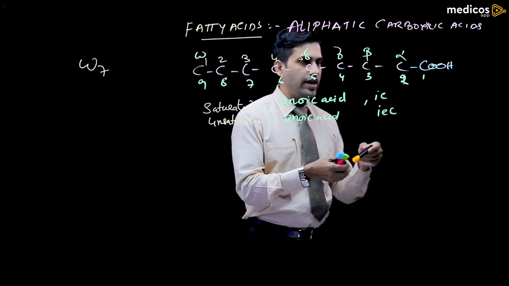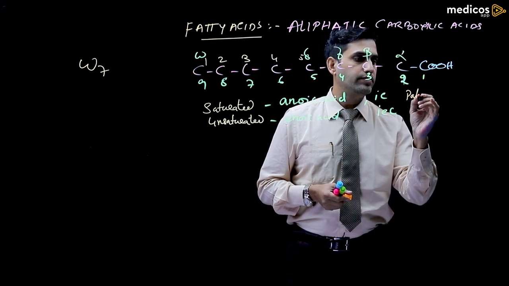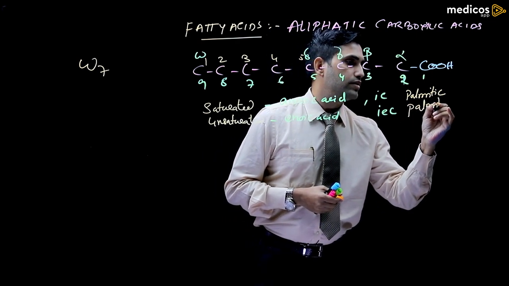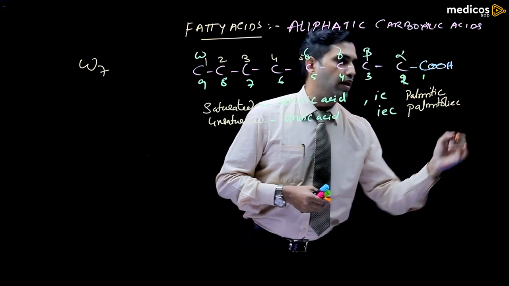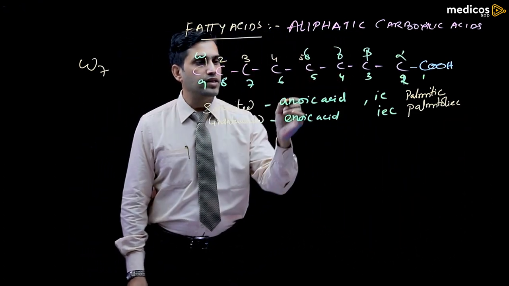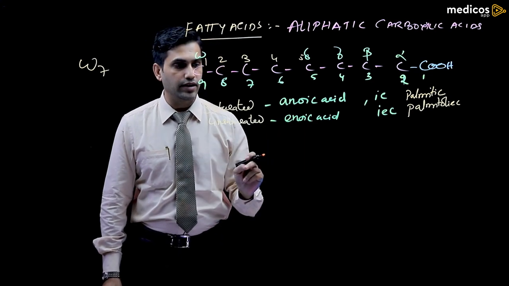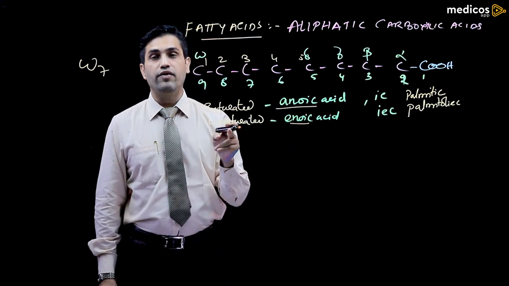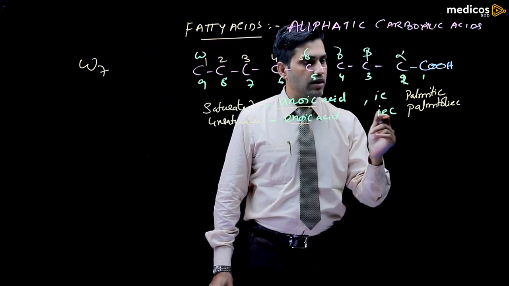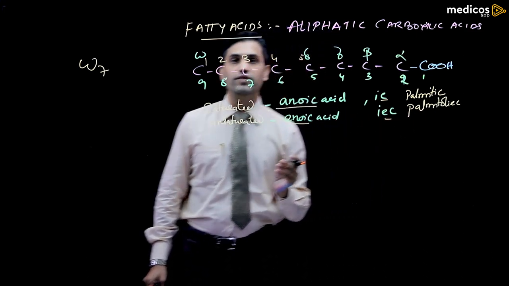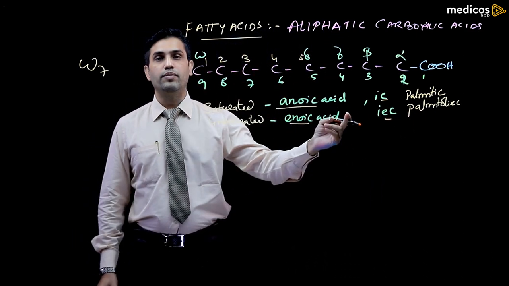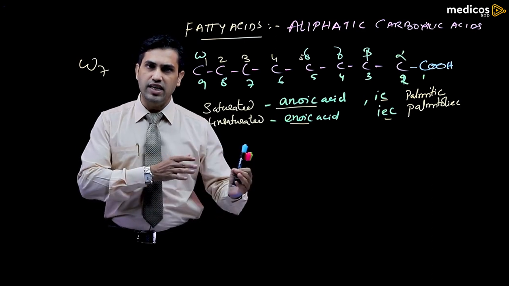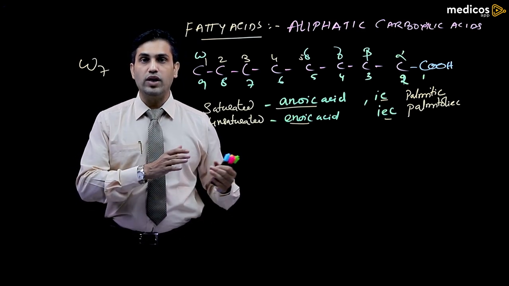Like, saturated fatty acid is palmitic acid, and unsaturated is palmitoleic acid. Hexanoic acid, hexadecaenoic acid. If it is saturated, the chemical name will have anoic; if it is unsaturated, enoic. Oleic or eic, with an extra e, will be your unsaturated fatty acids. That is how we name them: anoic, enoic, eic, palmitic, palmitoleic acid.